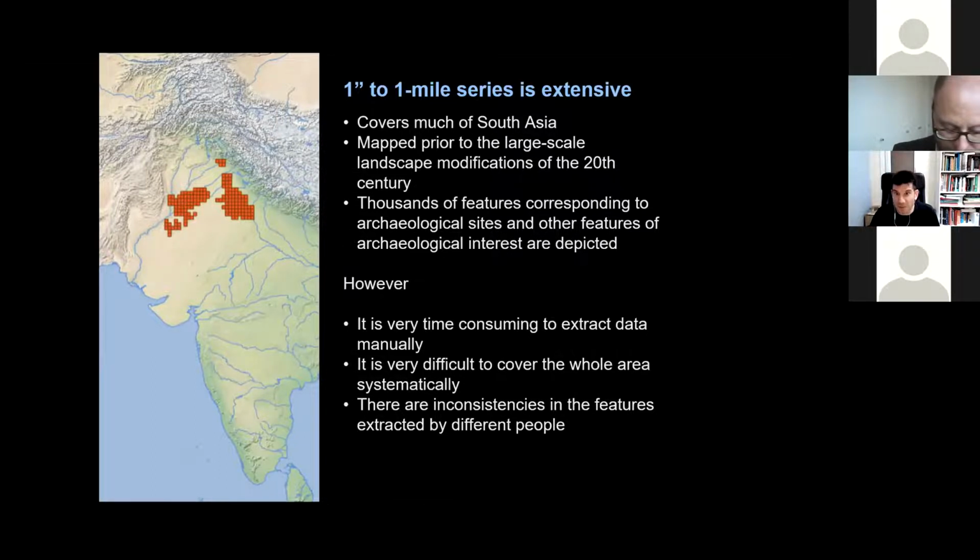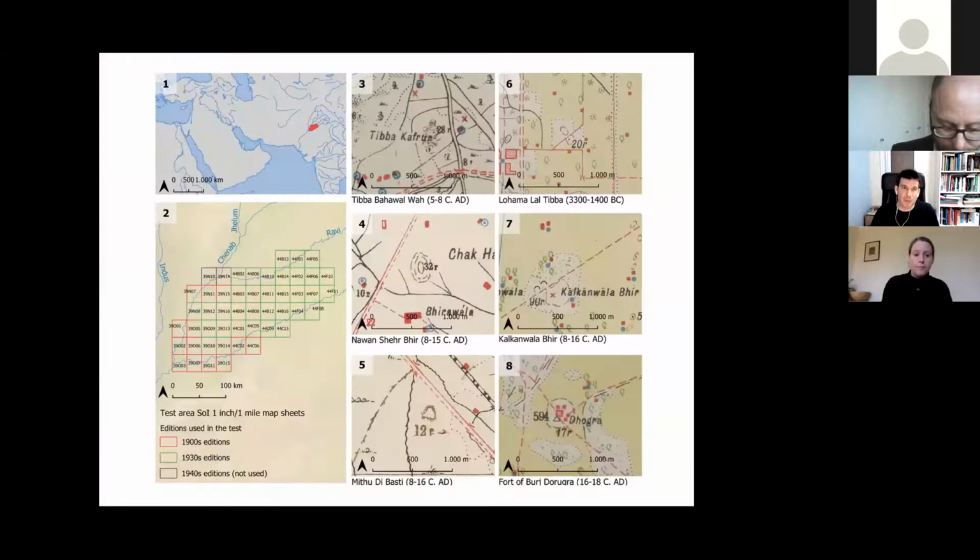The bigger sites are pretty evident, but for some sites you might think this line is not clearly a mound. So depending on how many people are extracting the features, you get different results. So we thought the best way to go about it was to train an algorithm to automatically extract features of archaeological interest from all these maps.